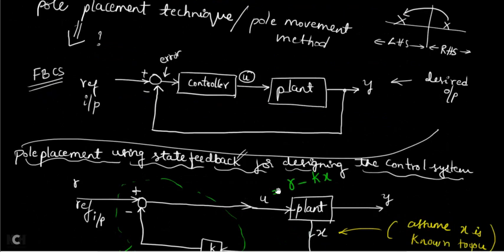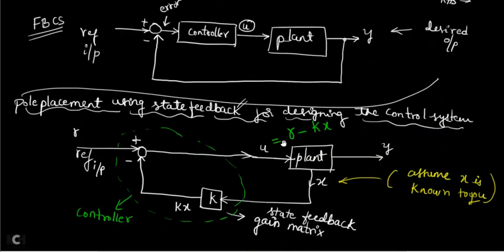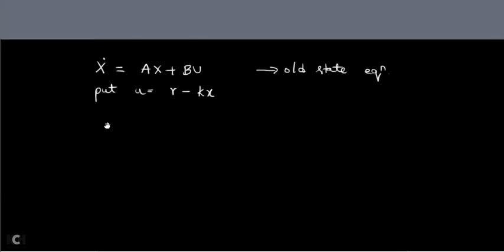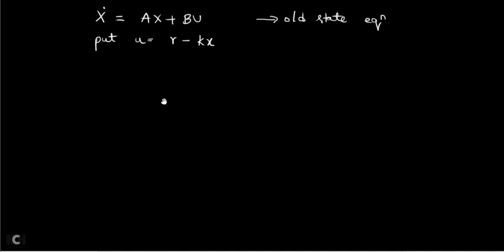The u value you need to substitute after taking feedback is r minus kx. R is the reference input and k is some gain matrix, you need to calculate k, and x is the state variable feedback. So now put u is equal to r minus kx.